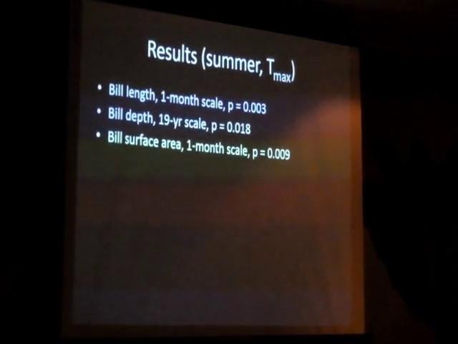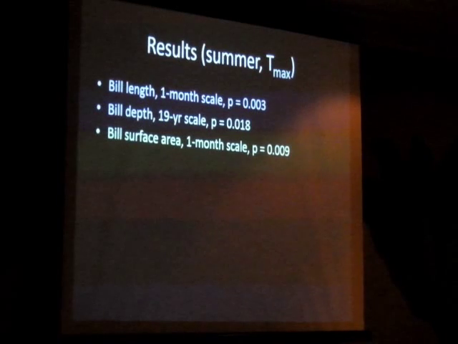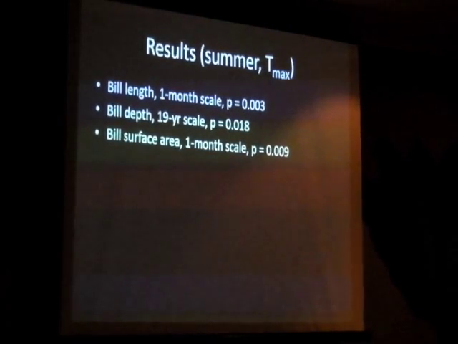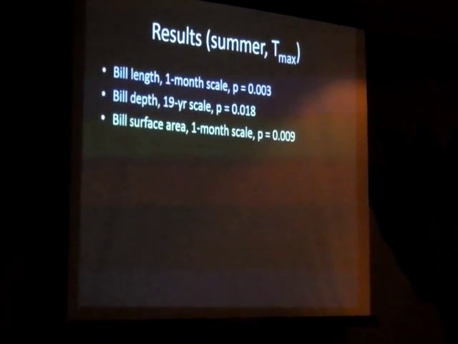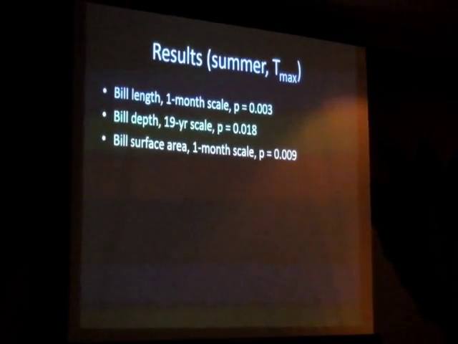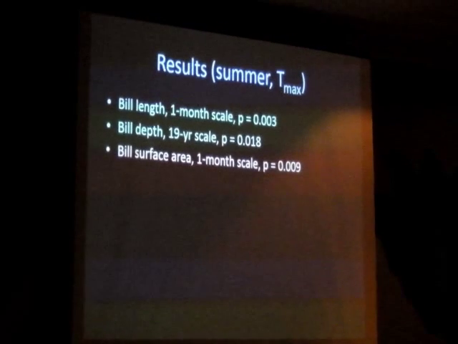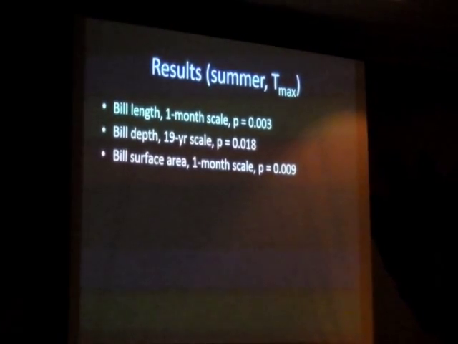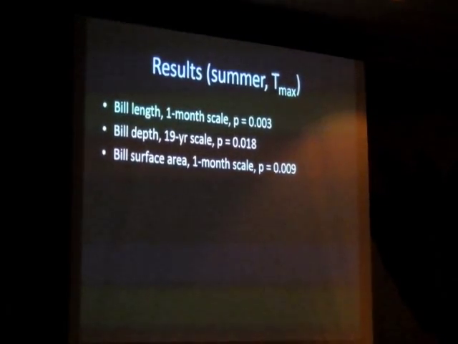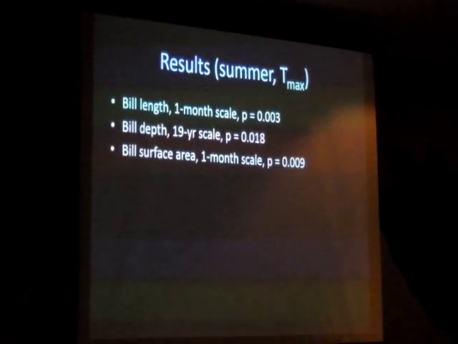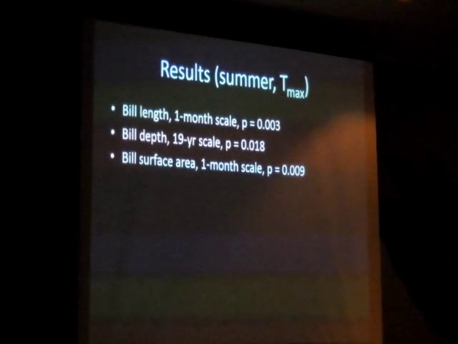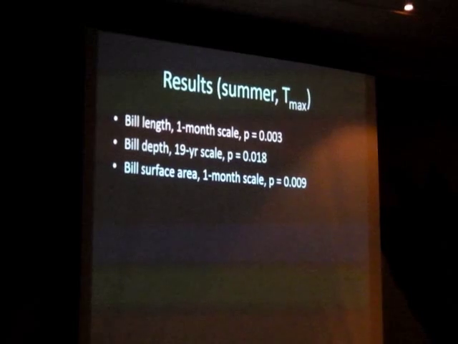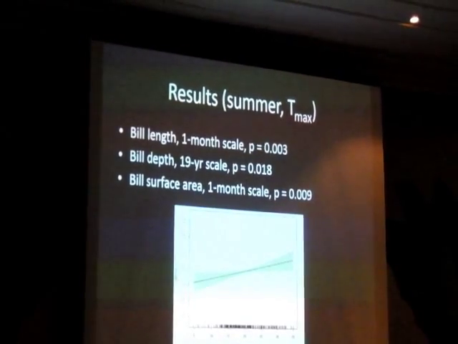You get the same thing when you look at our results for summer and maximum temperature. Bill length is related to maximum temperature at the 1 month scale. Bill depth is related to it at the 19-year scale. And especially notice bill surface area is related to Tmax at the 1 month scale. You might predict that bill surface area would be related to something like heat loss, because you lose heat through your surface area, so that it would be positively related to maximum temperature. You want to lose more heat as you get hotter. And in fact, that is what we see.